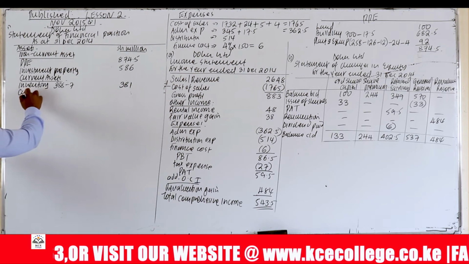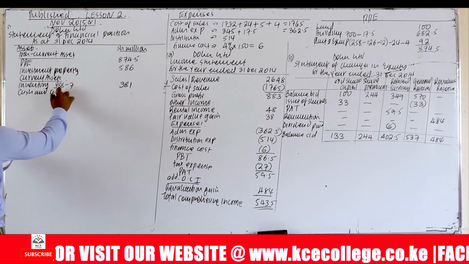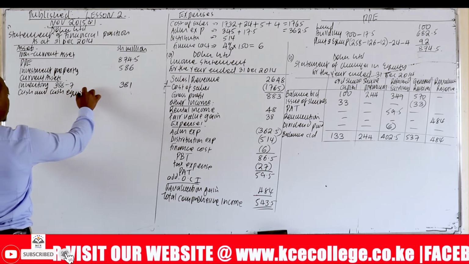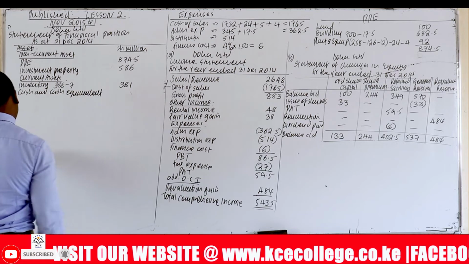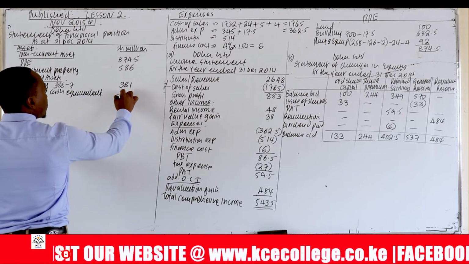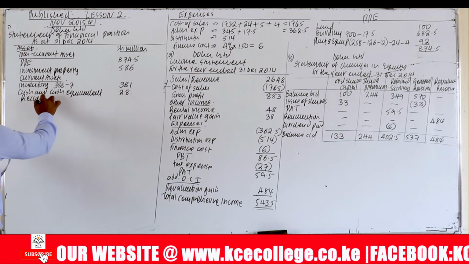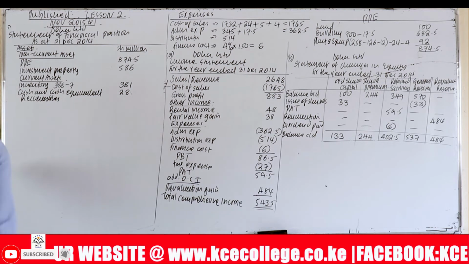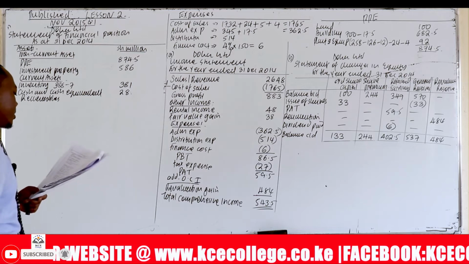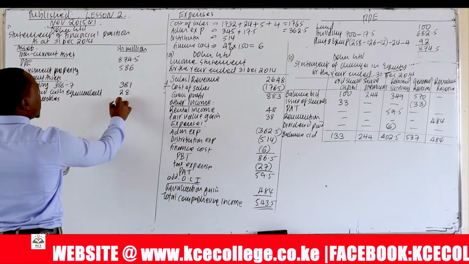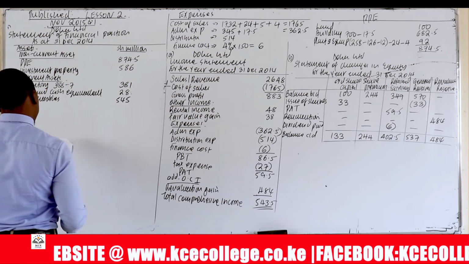Then you also add cash and cash equivalents. For the cash and cash equivalents, we have an amount of 28. Also, I can see we have receivables. How much is receivables? We have 545.